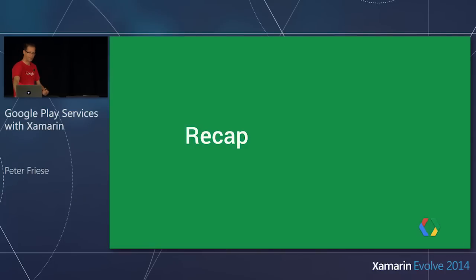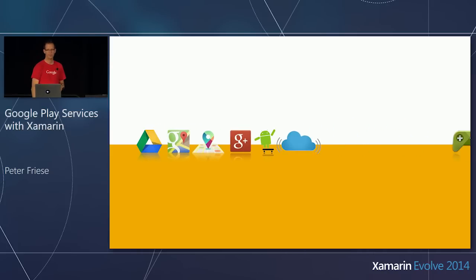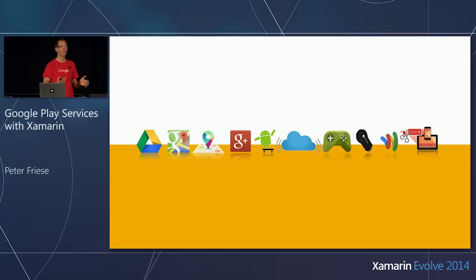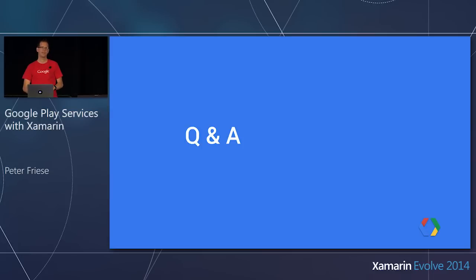OK, to quickly recap, what we're seeing today is a couple of APIs that you can use in Google Play services, but there are many, many more. And it's impossible to talk about all of them in just an hour. So I encourage you to go to developers.android.com/google/play-services and have a look at all of them. And with that, if you've got any questions, feel free to ask now, or I'll be around for the rest of the conference so you can ask then.